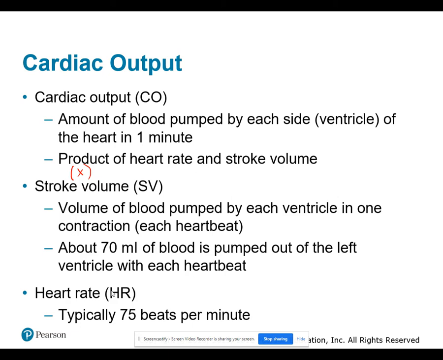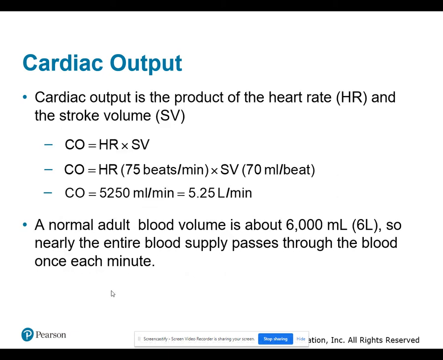So cardiac output, again, is the product of heart rate and stroke volume. If we were to find the average cardiac output for a healthy adult, heart rate is around 75 beats per minute. Stroke volume is 70 milliliters per beat. So when we multiply those two values together, you get 5,215 milliliters per minute, or if you want to change it to a bigger unit, 5.25 liters per minute.